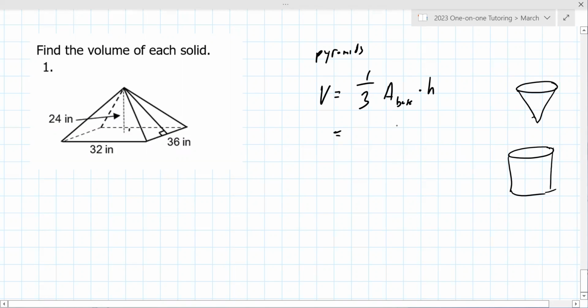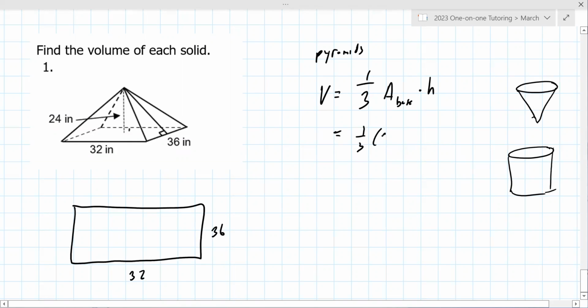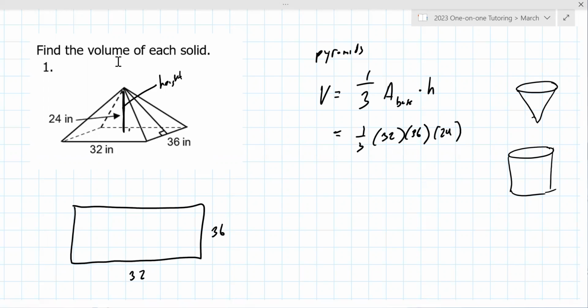So the area of the base here, though, can change. In this case, the area of the base is a rectangle. Sometimes it's good to draw that just to confirm that's the area of your base. The height, though, is this vertical distance here. That's the height. So 3 numbers, divide by 3 at the end, or put 1/3 in the beginning.